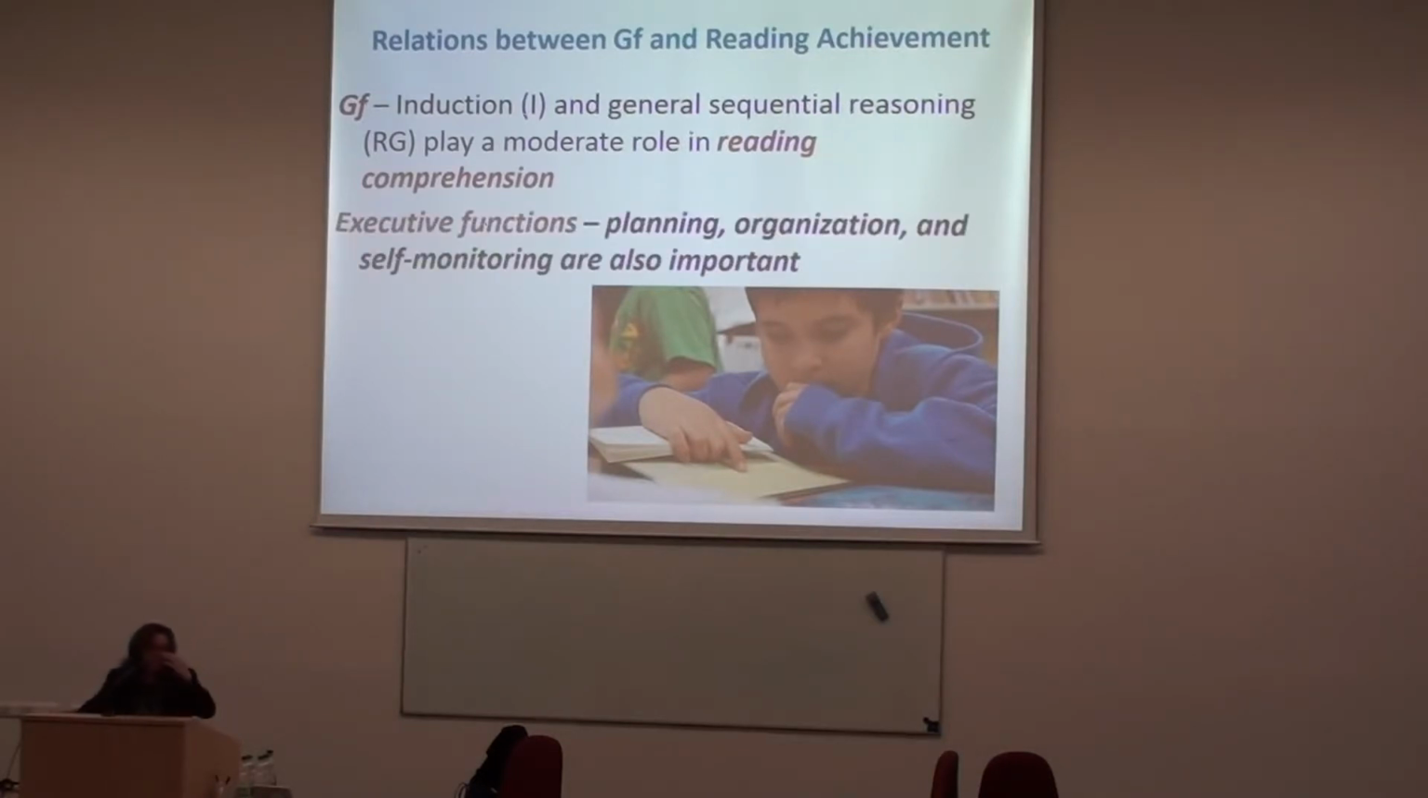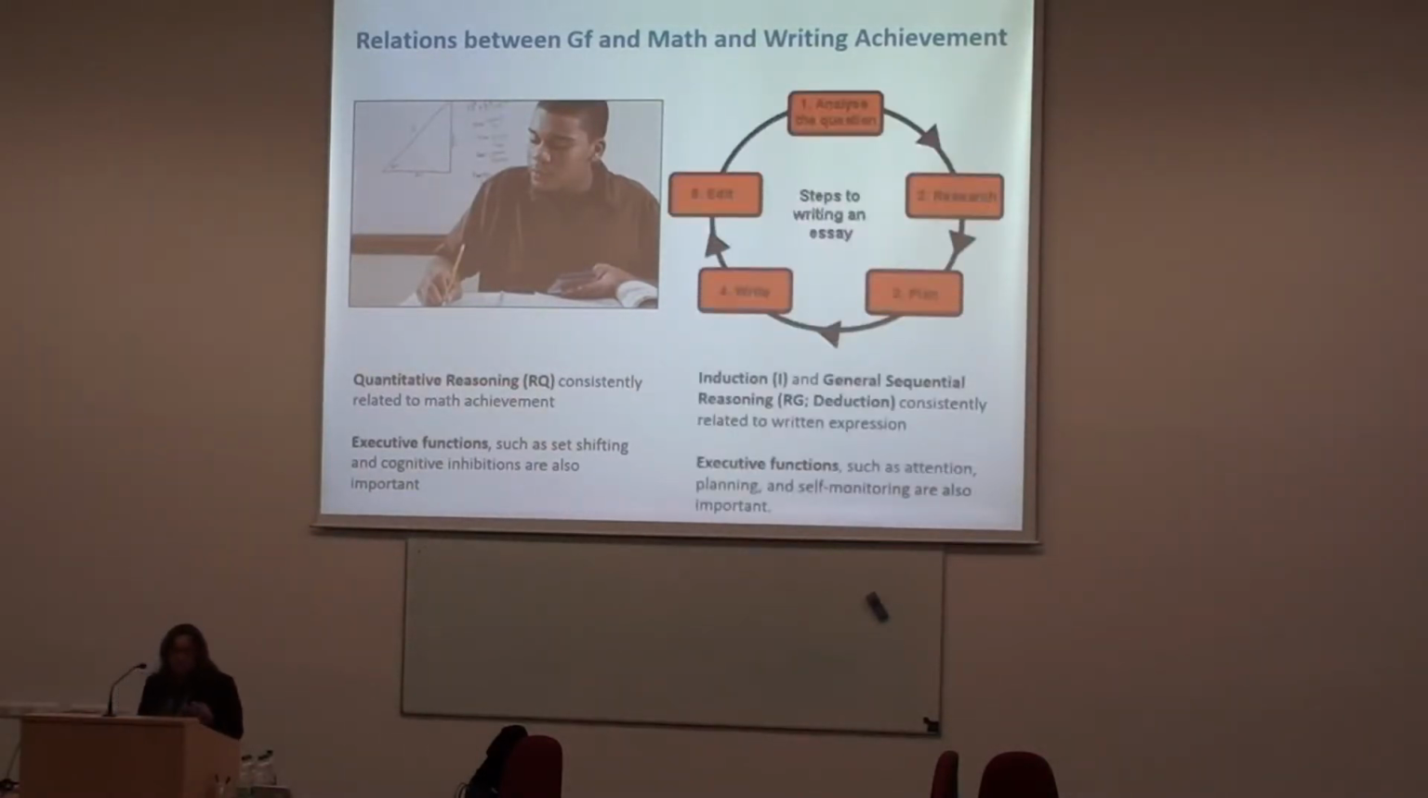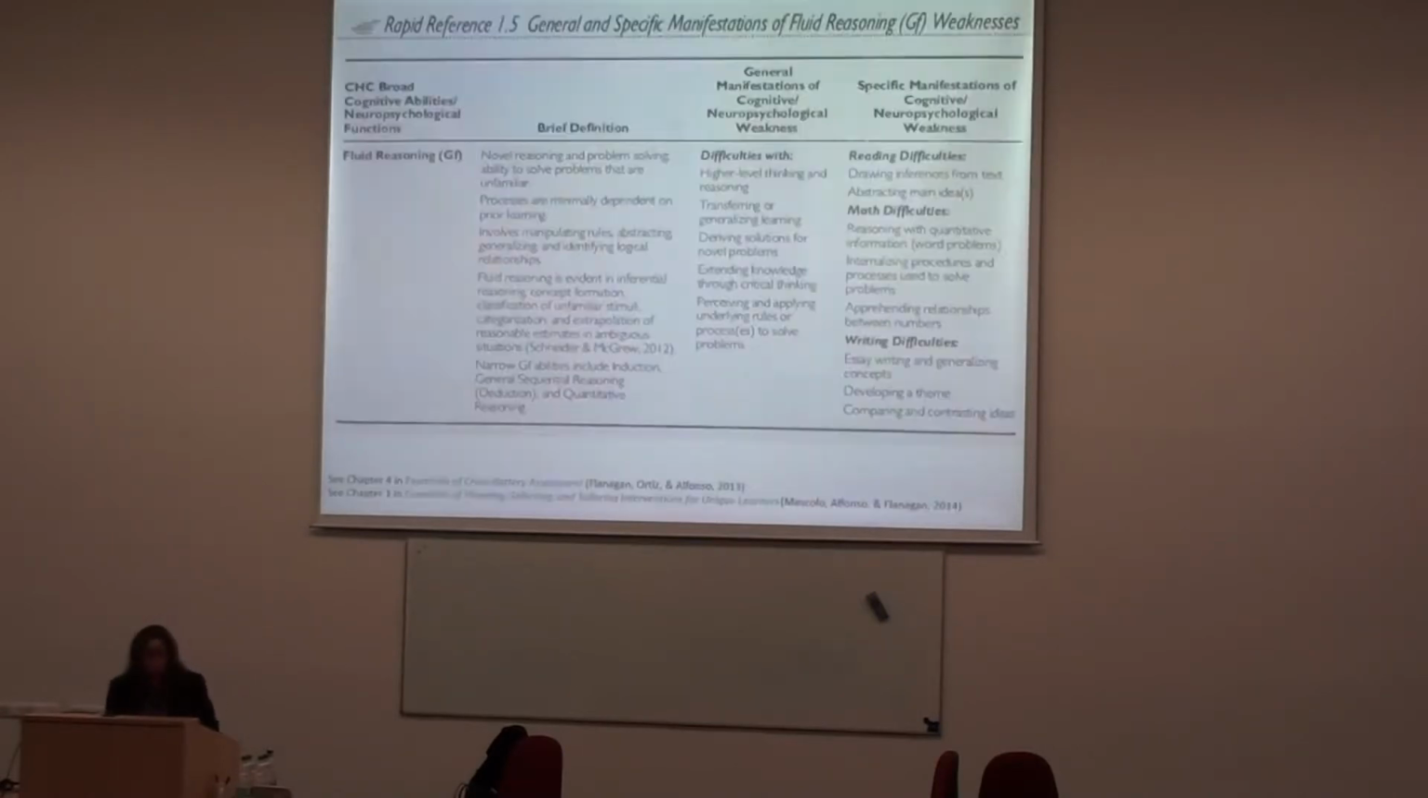Also important are executive functions like planning, organization, self-monitoring. Those are also very important for reading comprehension. Fluid reasoning is also related to math and writing achievement, so it's related to higher level math and math problem solving. It's also related to higher level writing like essay writing, persuasive writing.